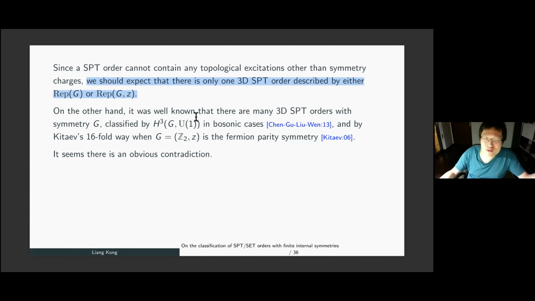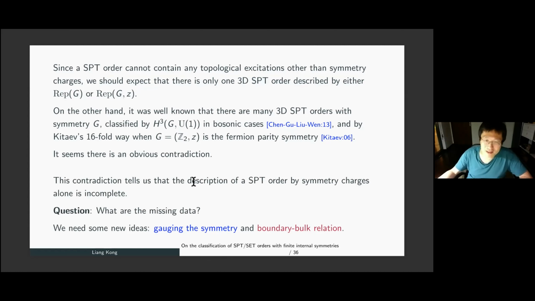But on the other hand, it is well known that there are many 3D SPT orders classified by 3-cocycles, and if you have a fermion parity symmetry, it's classified by the famous Kitaev 16-fold way. So what's going on? This is an obvious contradiction, right? The contradiction tells us that the description of the SPT order by symmetry charges alone is incomplete. So the natural question is, what is the missing data? Today I'm going to introduce two ideas. We need some new ideas to figure out the missing data.